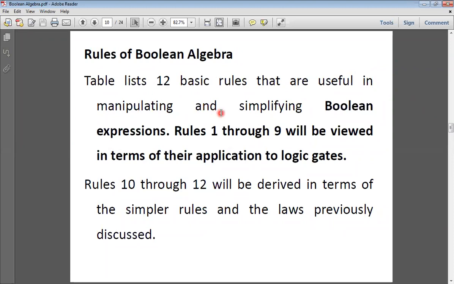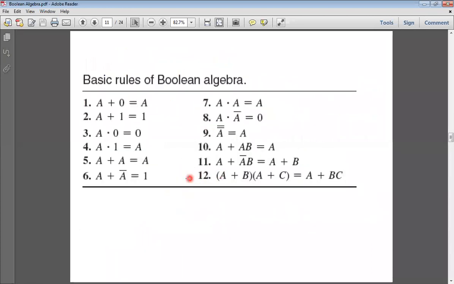There are 12 rules. All those rules are used to simplify or understand the Boolean circuit. The table lists 12 basic rules that are useful in manipulating and simplifying Boolean expressions. Rules 1 through 9 will be viewed in terms of their application to logic gates, whereas rules 10 through 12 will be derived in terms of simpler rules and the laws previously discussed. Now this is the table in which we have furnished all the laws of Boolean algebra. There are 12 laws, 1 through 12.